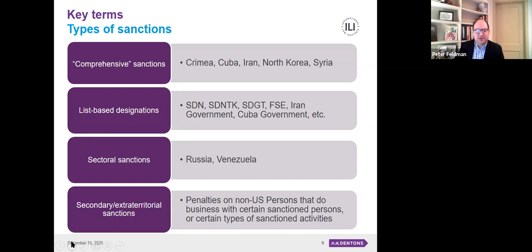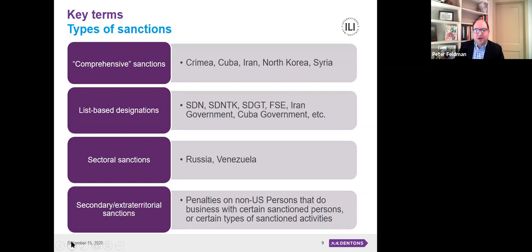The next category is list-based designations, and these are much more narrowly tailored than the comprehensive sanctions. List-based programs prohibit transactions with certain individuals, certain entities, certain vessels and aircraft that OFAC has designated for one or more of a number of reasons, like being involved in drug trafficking, human rights abuses, or corruption. And interestingly, though, these list-based designations are not so surgical, not so precise that they don't also capture a pretty wide range of entities and individuals. That's because in some cases, a criterion for designation is being an official or a senior official or a state-owned entity of a set of governments.